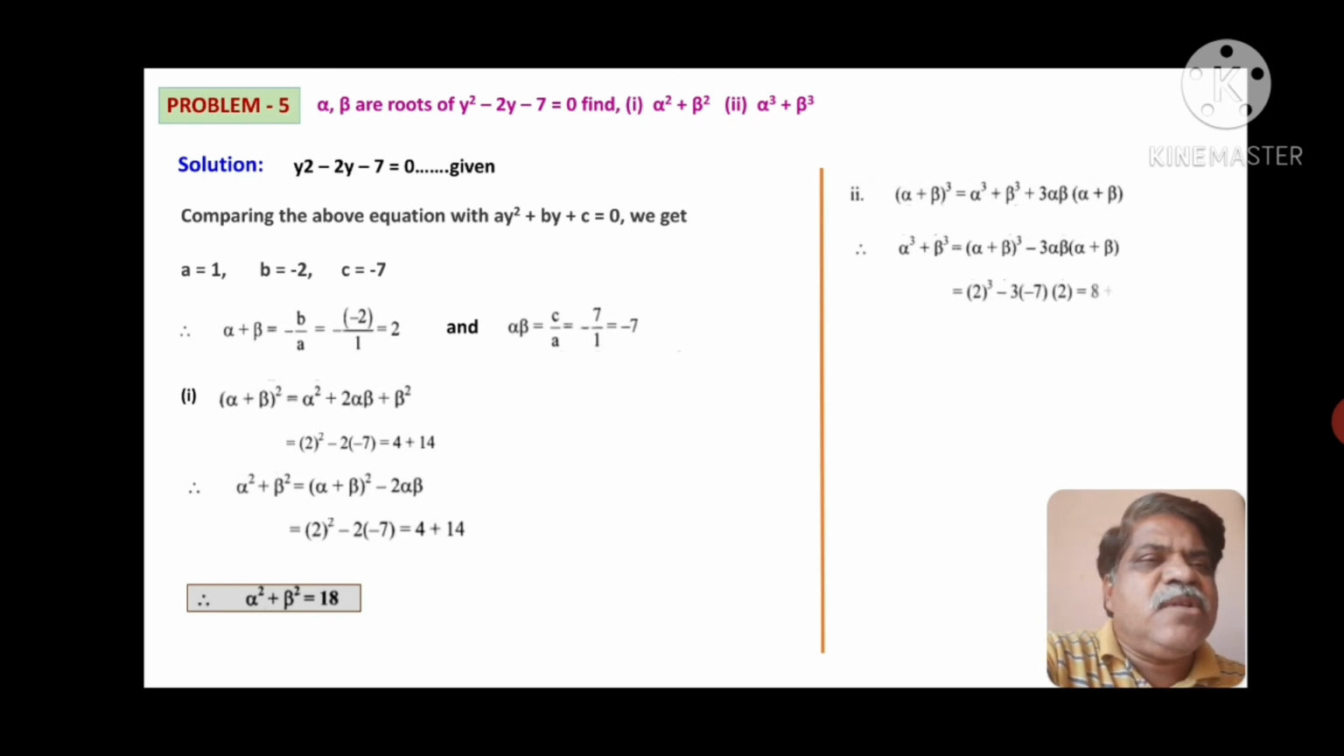Substitute the values. So, 2^3 minus 3 into minus 7 into 2. 2^3 is 8 and the product of 3, 7 and 2 is 42. So, the addition of these will be 50. So, you are getting alpha^3 + beta^3 is 50.